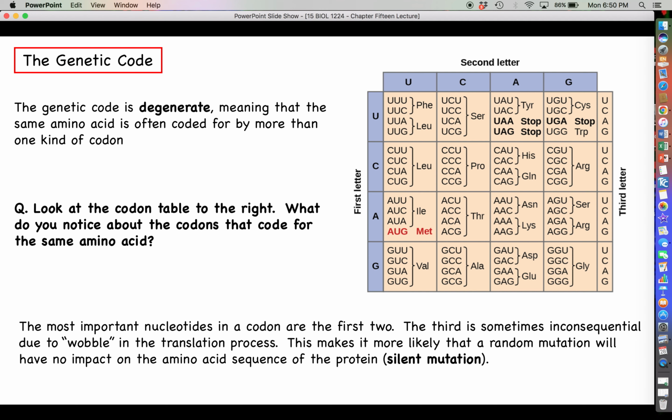The third base is sometimes inconsequential because of what we call wobble during the translation process. That third base is sometimes not read correctly, so to counteract this problem, the genetic code has evolved so that the third base doesn't matter all that much. If the third base doesn't get read correctly, you'll still insert the same amino acid regardless. This makes it more likely that a random mutation will not have a huge impact on the amino acid sequence of a protein. And you'll recall that we call those types of mutations silent mutations.